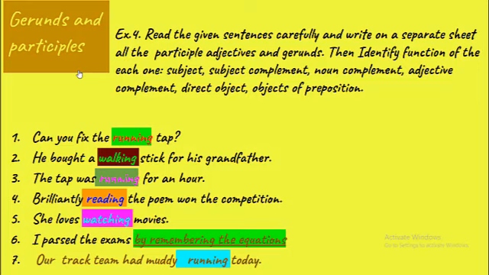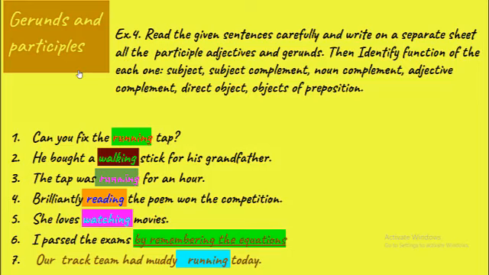In the fourth sentence, brilliantly reading the poem was the competition. Do you think it's a phrase or a sentence? And how has reading been used in this sentence? The fifth sentence, look at: she loves watching movies. In the sixth sentence, I passed the exams by remembering the questions. By remembering the questions: the ing form of the verb has been used in this phrase and you have to identify in which sense it has been used. Our track team had buddy running today. So here running has been used as a gerund.